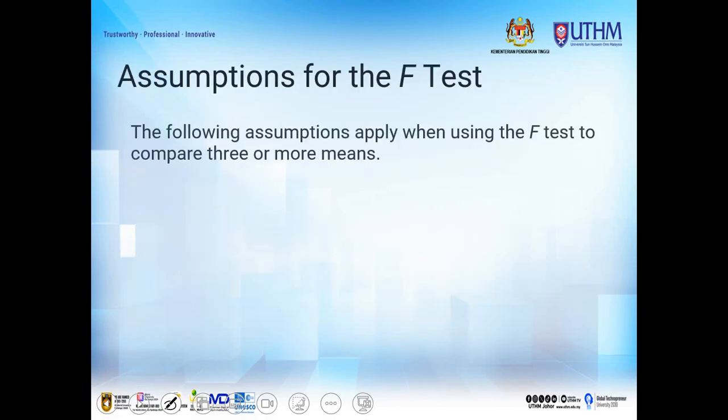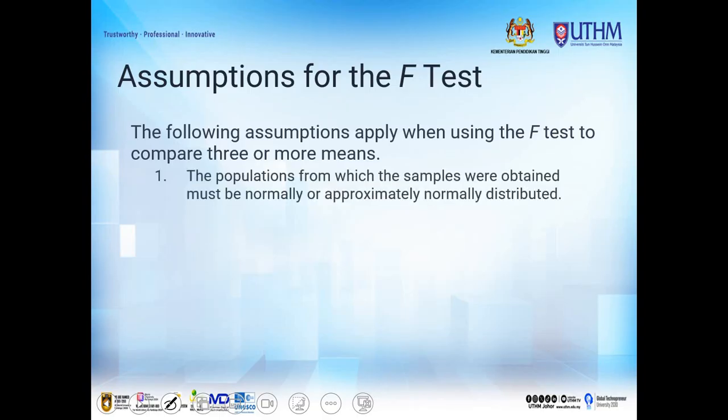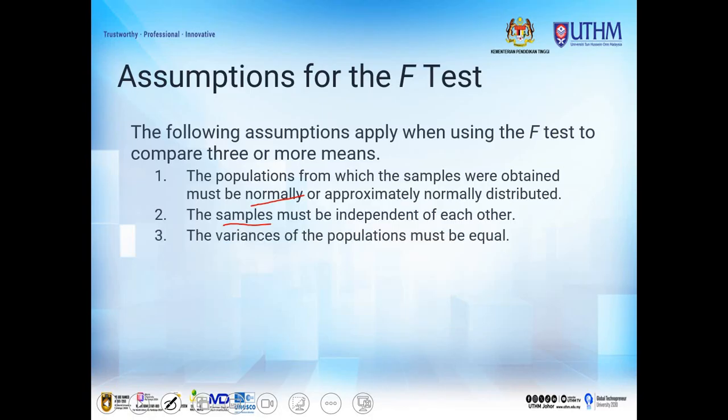Assumptions. Okay, these are the assumptions that we will consider. This will be a one-way ANOVA test. For example, the population from which the samples were obtained must be normally or approximately normally distributed. There should be a normal distribution in general. Number 2, the samples must be independent of each other, which means they are separate. They have three groups, meaning all three groups have their own samples. Number 3, the variances of the populations must be equal.